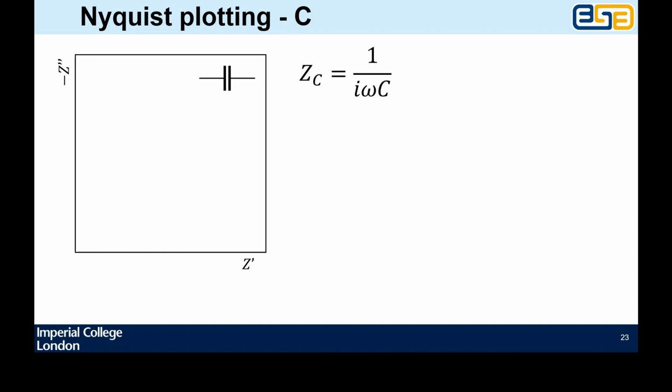If omega is some number, like 7, the frequency is 7 hertz, then our impedance is going to be minus i times 1 over 7 times whatever C is. C could be 3, so it would be 1 over 21. That's minus i times 1 over 21. That's just a position somewhere on this vertical axis.